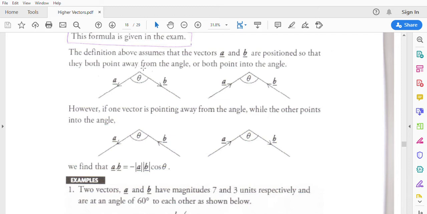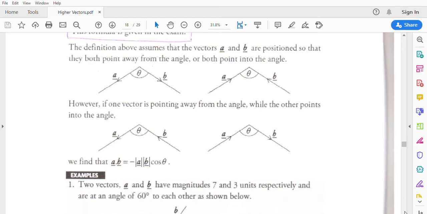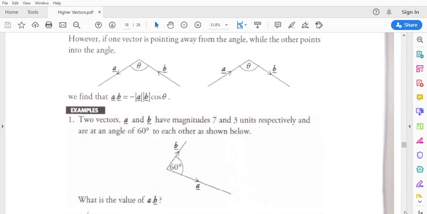So every time, just make sure the vectors are pointing away from the angle. You can think about them pointing into the angle as well, but it's best just to remember the vectors must point away from the angle. If one points in and one points away, we'll have to use this formula instead, although I would prefer you just to remember this, and we can alter the question ever so slightly if need be, which we do look at in one of the examples.